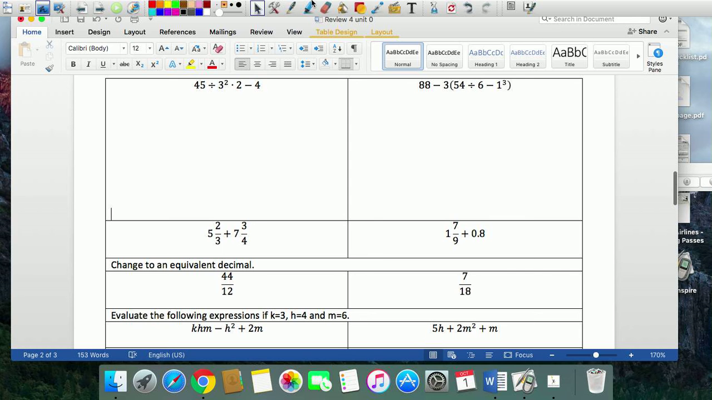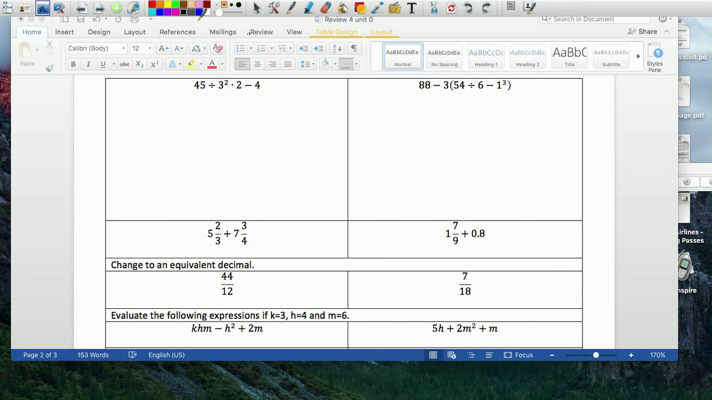Okay, order of operations again. So if you want to do this, you can. Parentheses, exponent, multiplication or division, whichever comes first from left to right. Addition or subtraction, whichever one comes first, left to right. So is there parentheses? No. Is there an exponent? Yes. So we have to take care of the exponent. 45 divided by 3 to the second power is 9. 3 times 3 is 9. Times 2 minus 5.